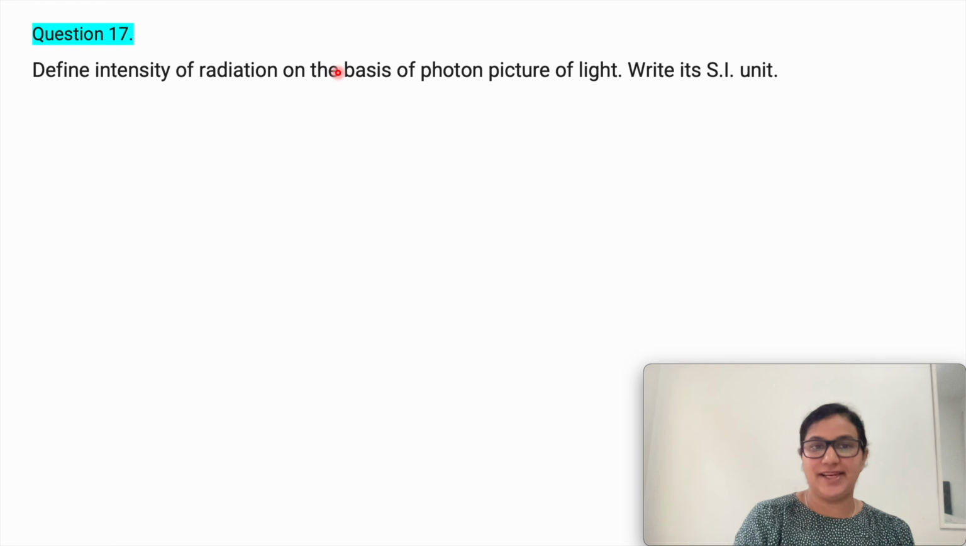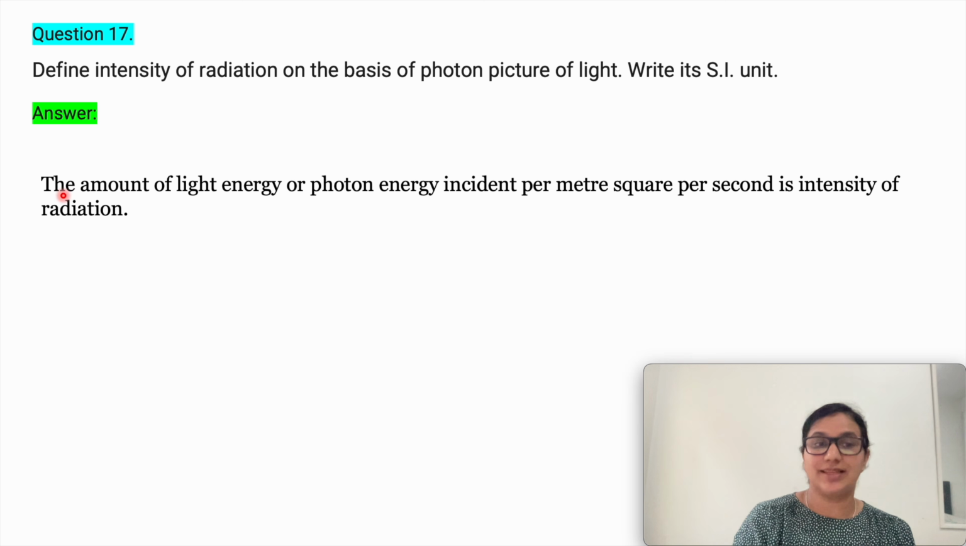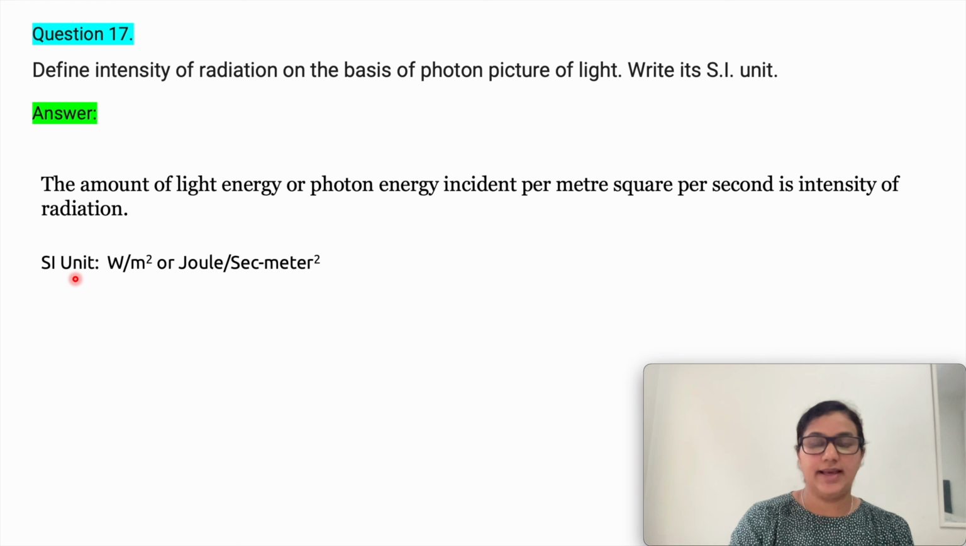Question number 17. Define intensity of radiation on the basis of photon picture of light. Write its SI unit. So intensity is nothing but the amount of light energy or photon energy incident per meter square per second. SI unit of intensity is watt per meter square or joule per second meter square.